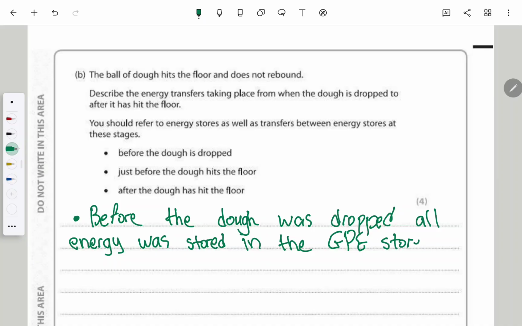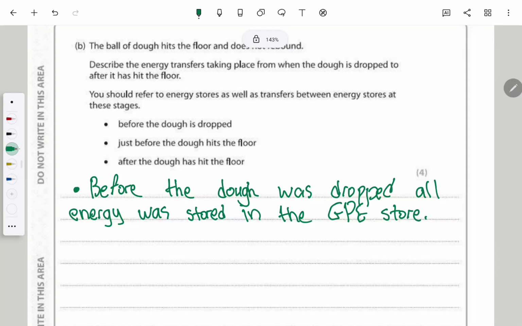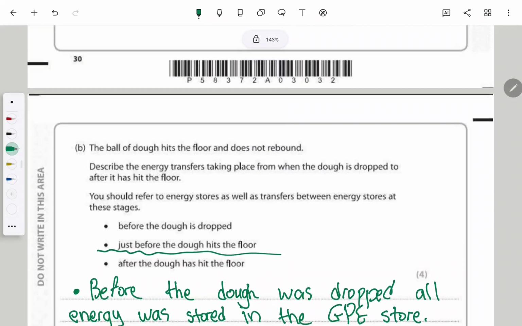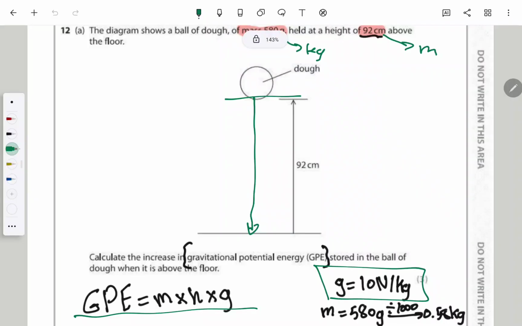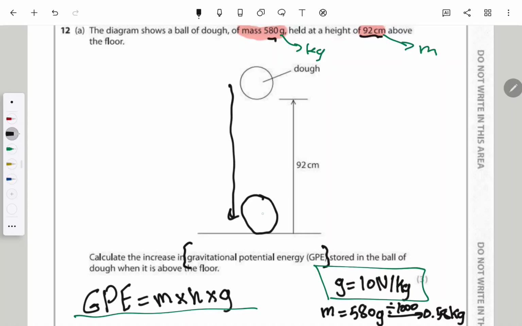Okay, now we need to go to the second point, which is just before the dough hits the floor. It means it has moved from the position which it's in up there all the way to the position which is down here, but it hasn't hit the floor yet. I'm sorry for the bad drawing. Usually when objects fall down, the very last point is when they reach their maximum speed.